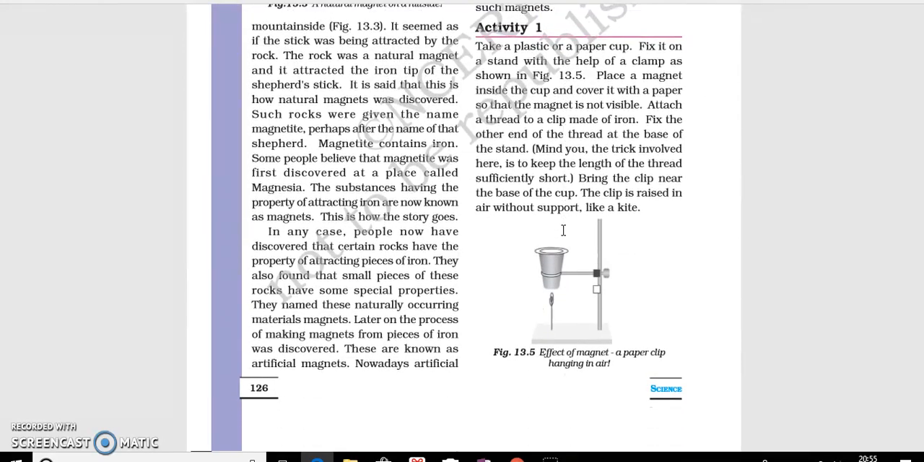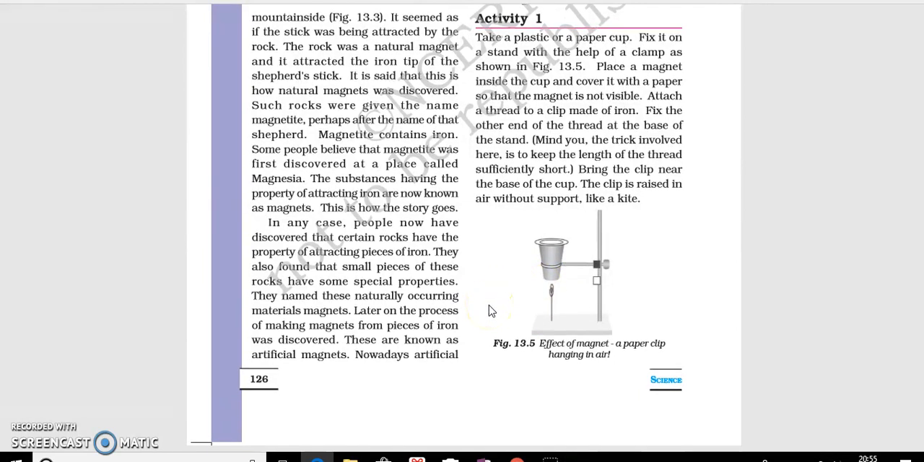So in this first activity, we have taken a magnet tied with a thread. We have taken a cup in which we have kept the magnet, and over here we have the iron nail, or we can take any iron object. So we see that the iron gets attracted towards the magnet and it is raised in air like a kite.